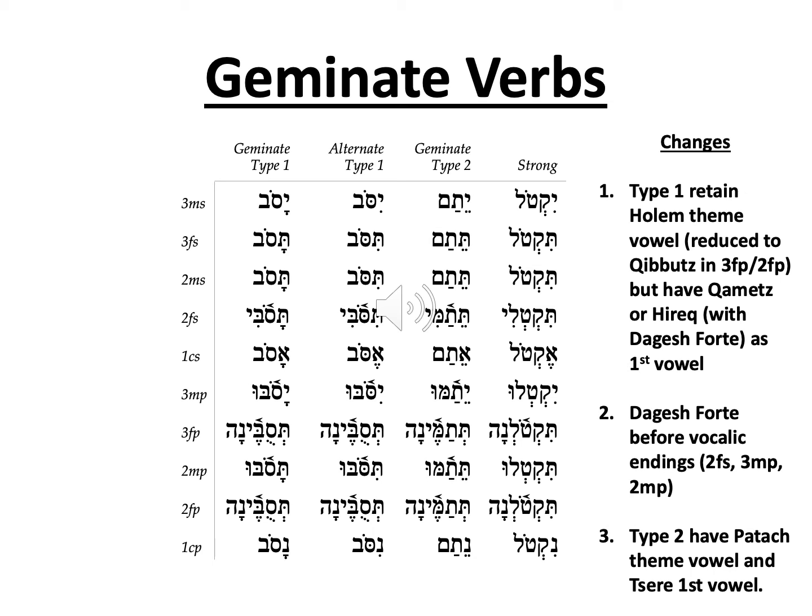The same is true in the third column for type 2, where in the 2FS and the 3MP and the 2MP, there is a dagesh forte in the second root letter because of the presence of a short vowel under the first letter of the root. In this case, it is patach, which is quite a bit different than the expected holem, and yet you can see the pattern that follows. Tsere becomes the preformative vowel, and patach becomes the theme vowel.